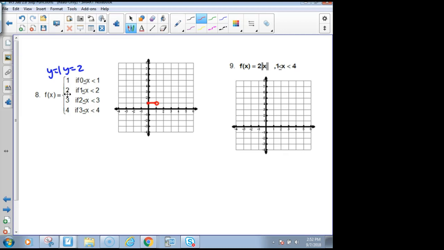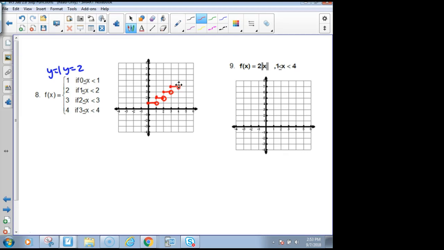All right? The next part is saying if x is between 1 and 2, the value of the function is 2. So that's going to be a solid dot at (1, 2), and then over to 2, open hole at 2. When x is between 2 and 3, the value of the function is 3. So that would be a solid dot at (2, 3), and then over an open circle at (3, 3). And then it jumps to 4 when x is between 3 and 4. Okay, it doesn't include 4, so open hole.